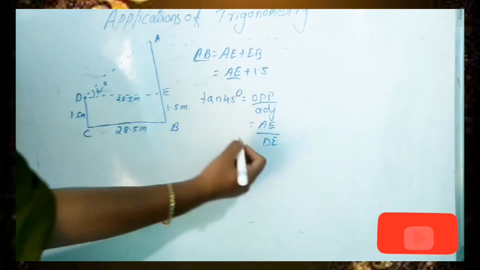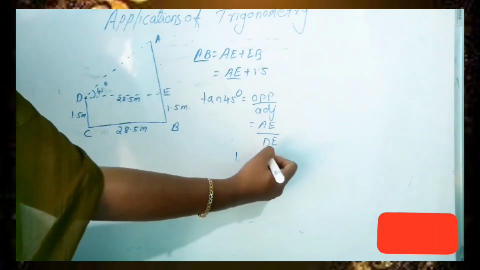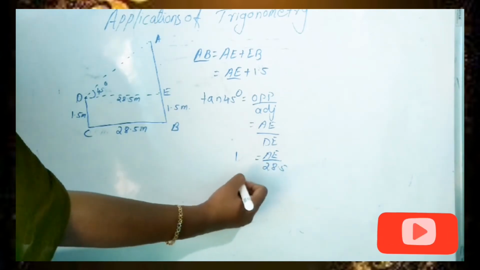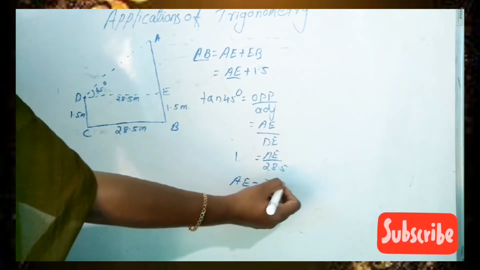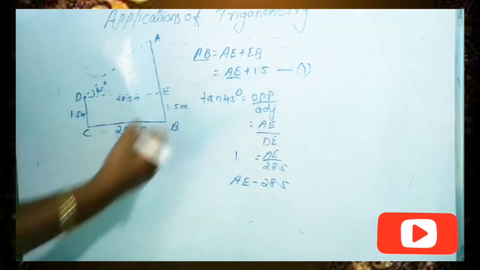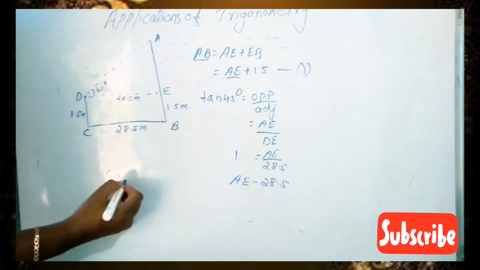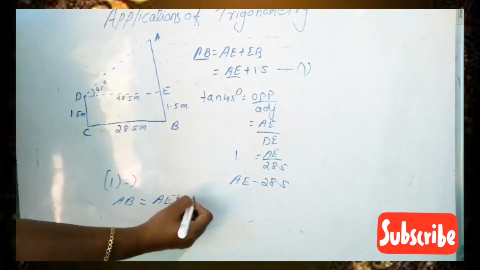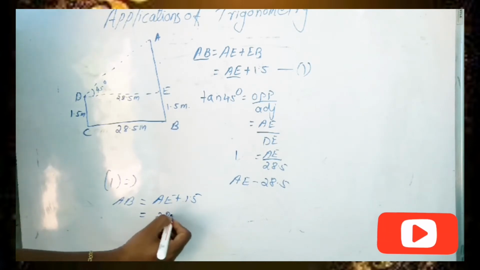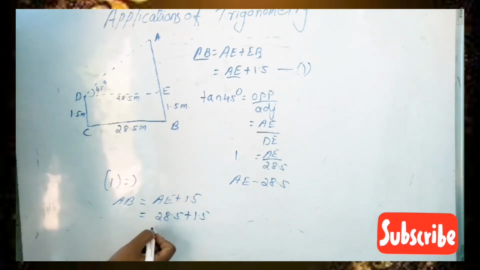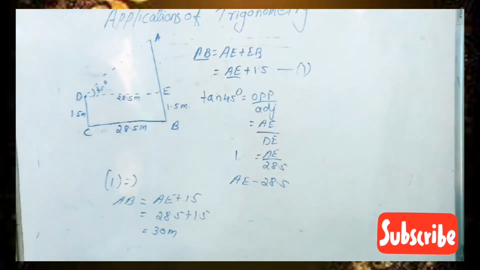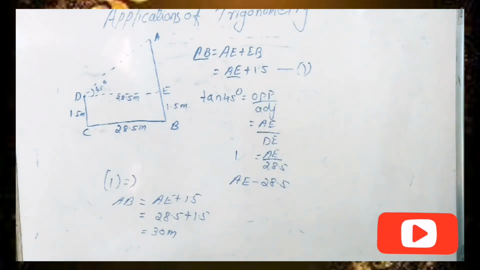This is equal to tan 45 degree, the value is 1, and AE we don't know, but DE is 28.5. So what is the length of AE? That is 28.5. Suppose this is our equation number 1. Equation number 1 implies AB is equal to AE plus 1.5, that is 28.5 plus 1.5 is equal to 30 meter. So AB is equal to 30 meter. That means the height of the chimney is equal to 30 meter.